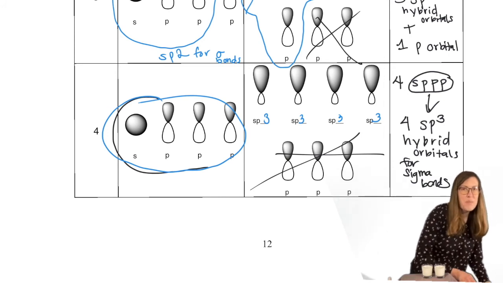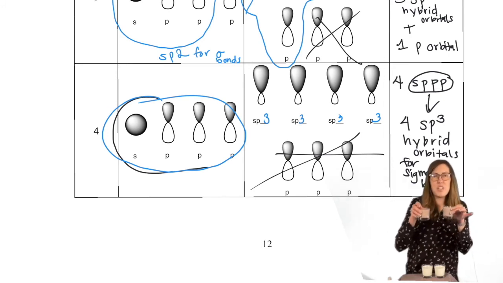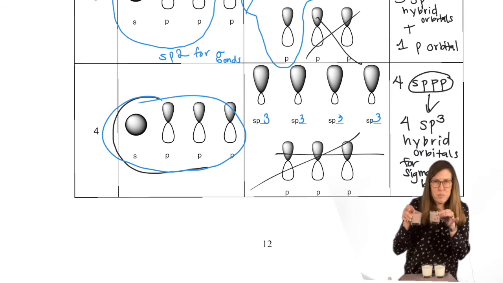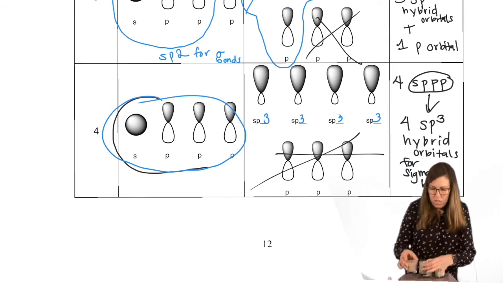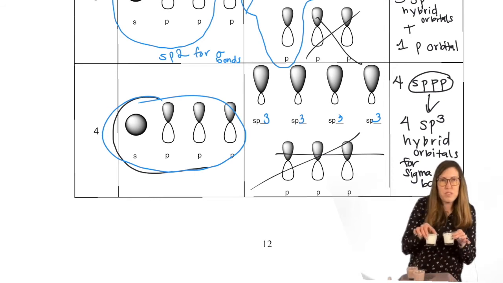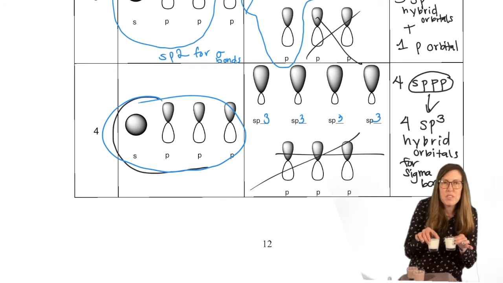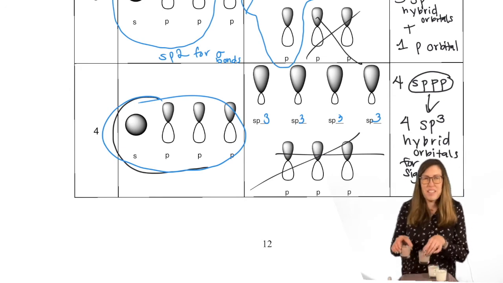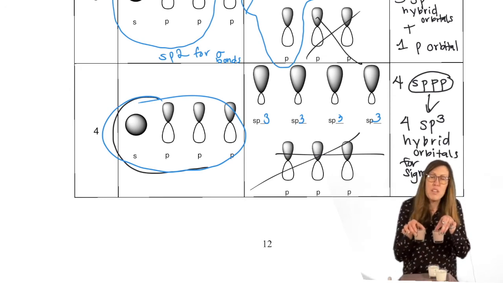LCAO, linear combination of atomic orbitals, voila, 2 in, 2 out. Now they're evenly distributed, equally chocolatey and milky. Here's my chocolate milk. But notice I have 2 completely undisturbed p orbitals. So these are pure p orbitals, pure milk, available for pi bonds. These are the hybridized, the mixed orbitals available for sigma bonding.